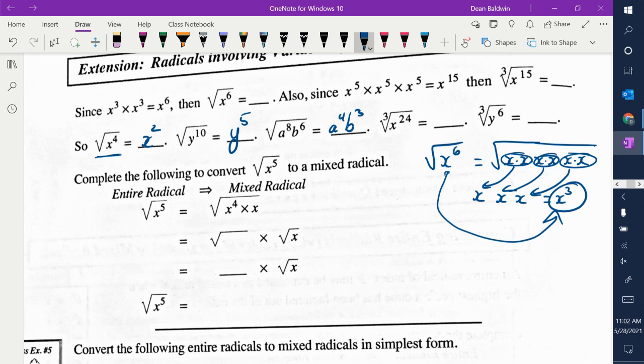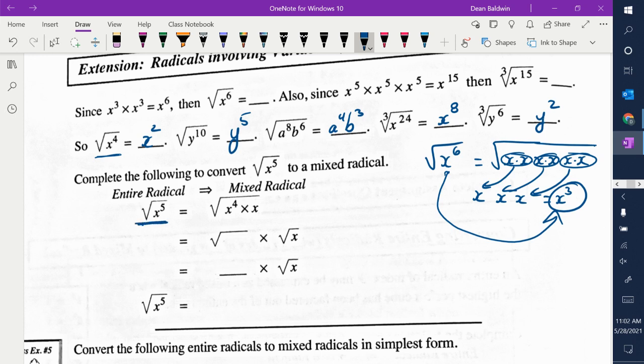8, right? 24 divided by 3 is 8. Cube root of y to the 6. So y squared. Okay, that works out nicely if this is divisible perfectly, right? What if it's not?